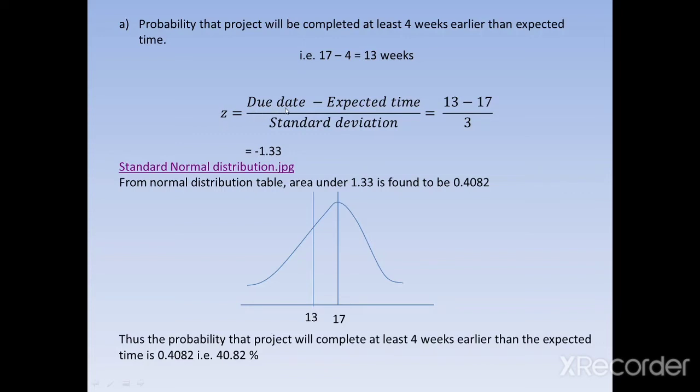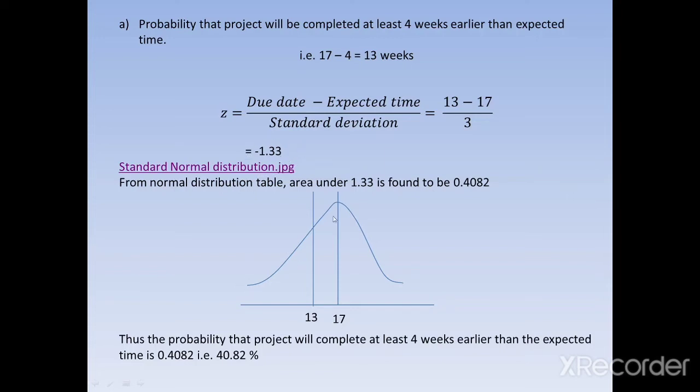That is the due date. Due date means the project completion date. Due date minus expected time, that is the expected time, in this problem it is 17, divided by the standard deviation that we calculated in the last slide. So the due date is 13, so 13 minus expected time 17, divided by standard deviation 3. When you calculate this z, you will get z as minus 1.33. Now what does it mean?